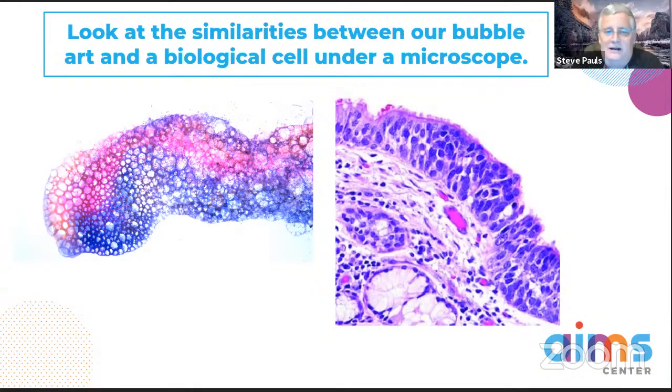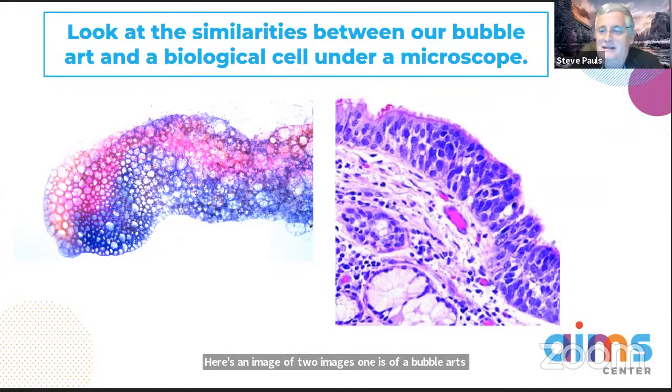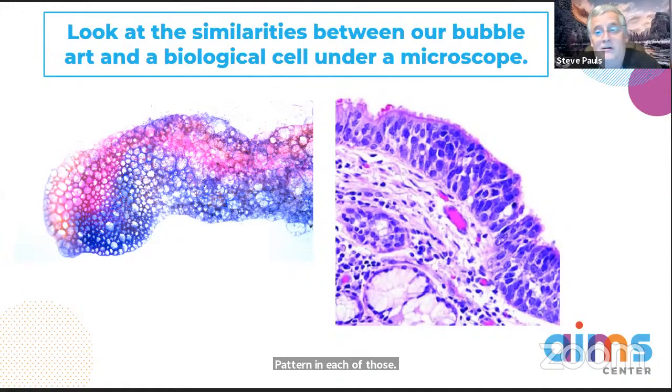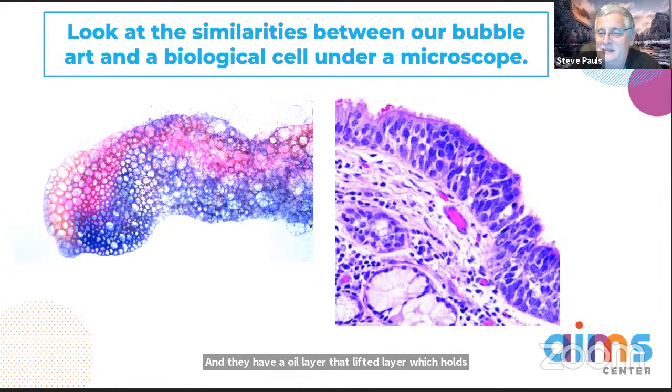All right. Here's an image of two images. One is of bubble art, where somebody did a bubble snake with purple and blue, red and blue colors. And the image on the right is actually a cross-sectional picture of a biological cell. You can certainly see the organic pattern, the biological pattern in each of those. And cells basically are bubbles. They have a lipid layer, which holds the internal bits and pieces in the cell and protects it from the outside, just like a bubble uses a bubble wall to form a spherical surface. Wow.